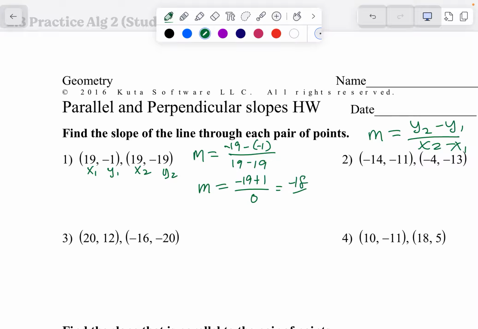Now again, if 0 is your denominator, that is an undefined thing, so just write that your slope is undefined. If your 0 is in your numerator, 0 is okay if it's in the numerator, but it can't be in the denominator. So that's what you're doing for 1 through 4. Just calculating the slope, simplify it as much as you can. Improper fractions are fine as long as they're reduced, okay? So that's it for those ones.